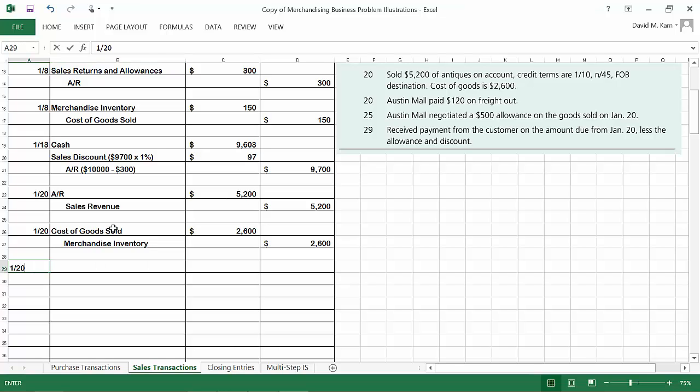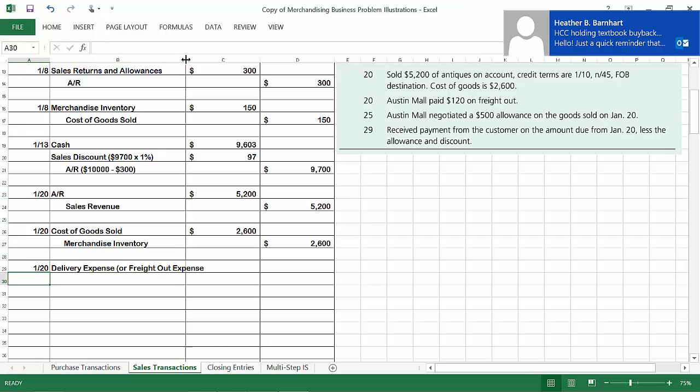Also on the 20th, we have to address the freight. It says Austin Mall paid $120 on freight out. In this case, we will either use one or two accounts. Let's go with what the book uses. That would be delivery expense, our debit. I'm going to also put freight out expense would be fine.